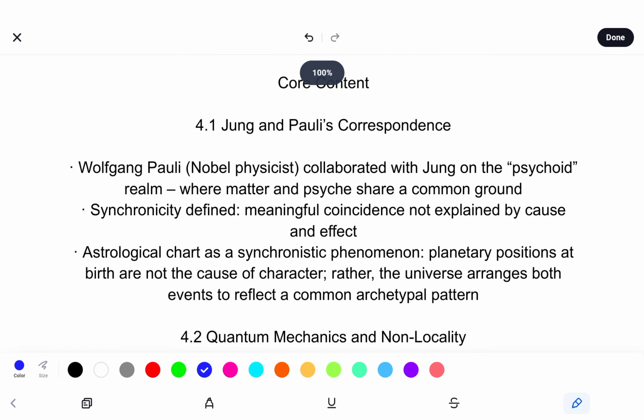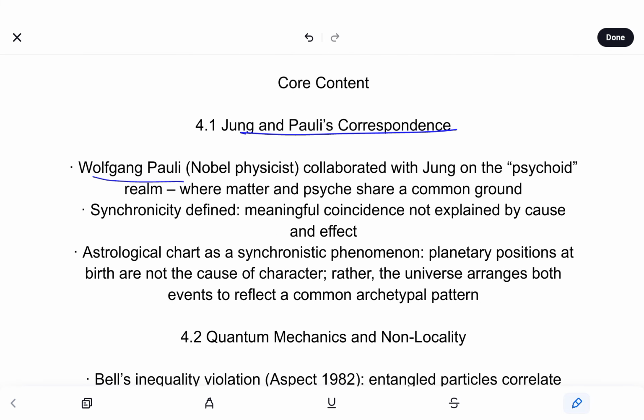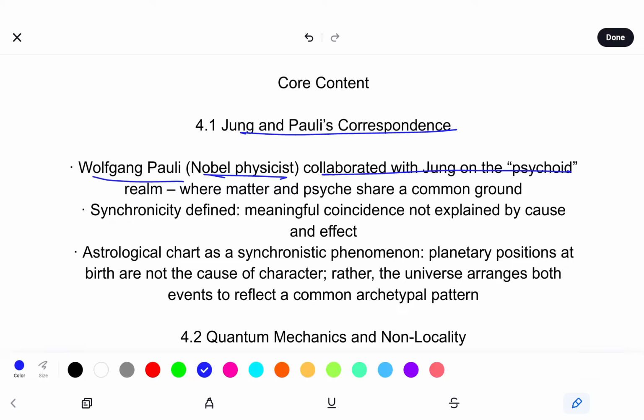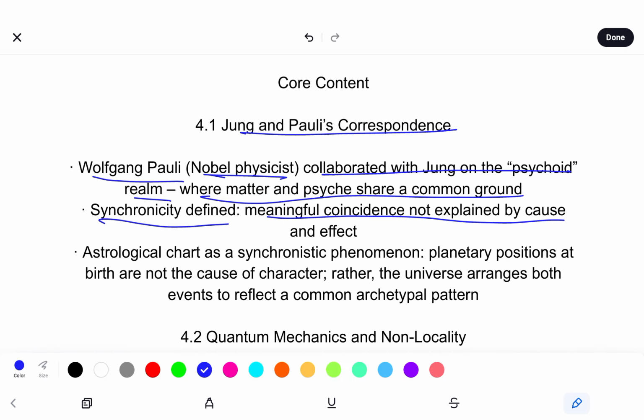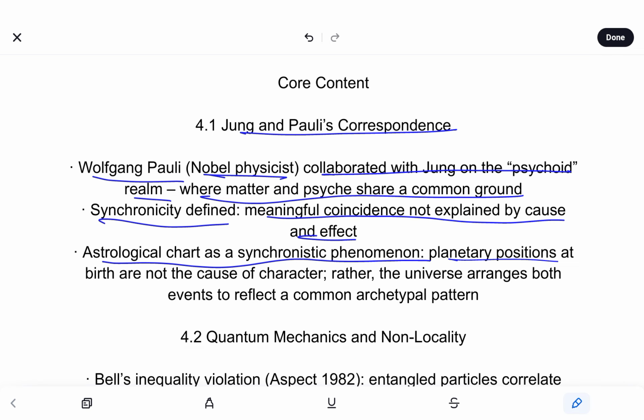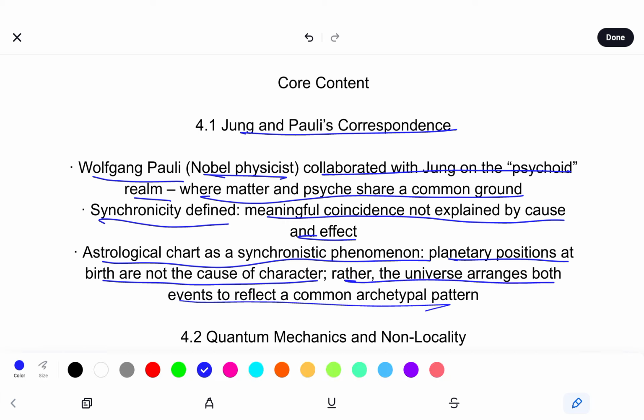So we see our RCC, Jung and Pauli's correspondence. Wolfgang Pauli, Nobel physicist, collaborated with Jung on the psychoid realm, where matter and psyche share a common ground. Synchronicity is defined as meaningful coincidence not explained by cause and effect. Astrological chart as a synchronistic phenomenon: planetary positions at birth are not the cause of character. Rather, the universe arranges both events to reflect a common archetypal pattern. All right?